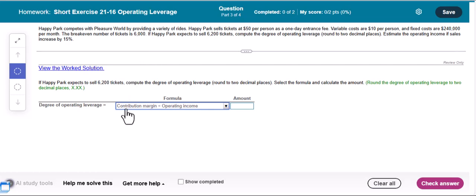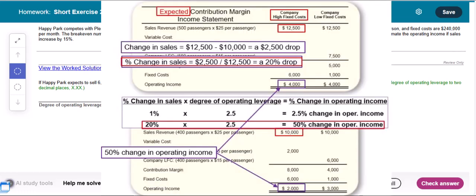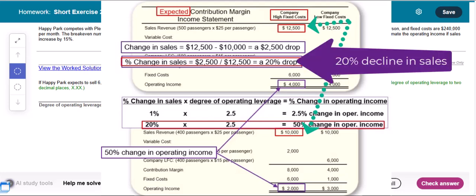So in order to get these two, this contribution margin and operating income, we have to go through a few other formulas and steps. So we're going to circle back and review a slide here from our PowerPoint. We found out that there is a company with high fixed costs whose sales dropped from 12,500 to 10,000, which turned out to be a 20% drop. So then we calculated if they had a 20% drop in sales revenue, how that would affect operating income.